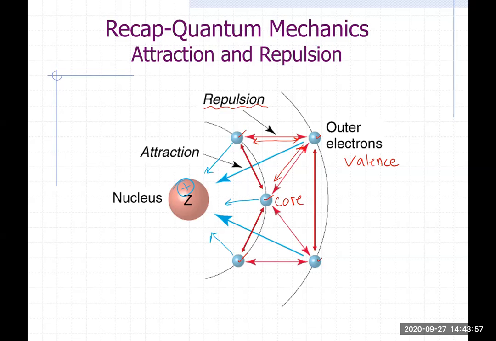Notice that the outer electrons, the valence electrons, are shielded from the positively charged nucleus by the core electrons. This means that those outer valence electrons are going to have more energy and be more reactive and more excited because they don't have that positive charge attraction as strongly as the core electrons do.